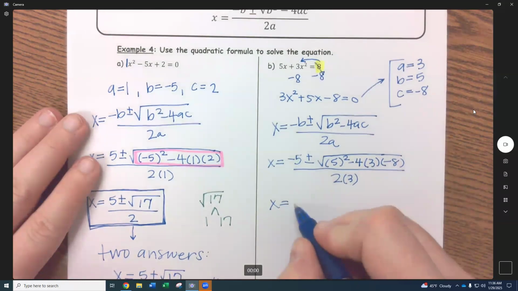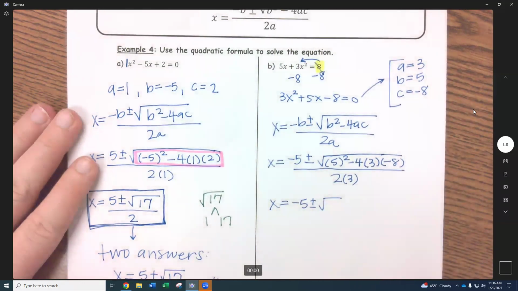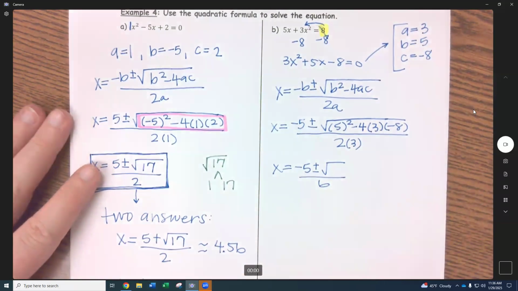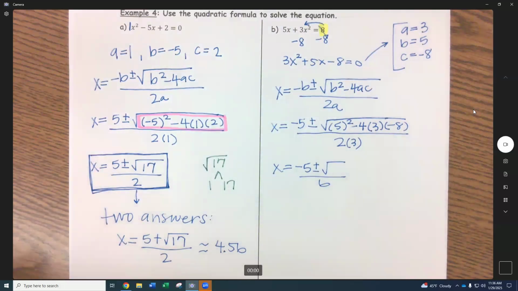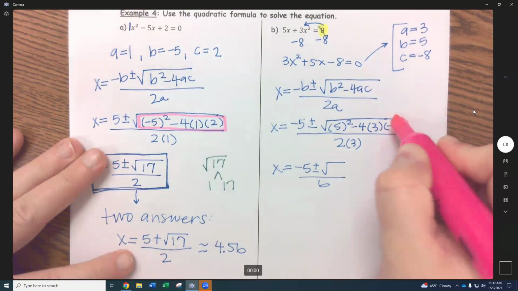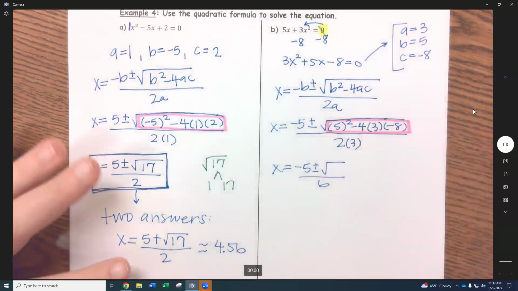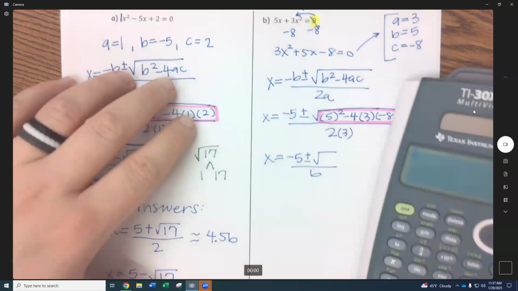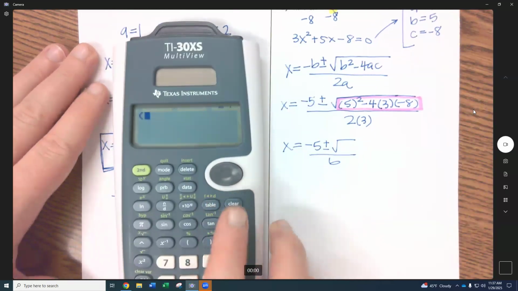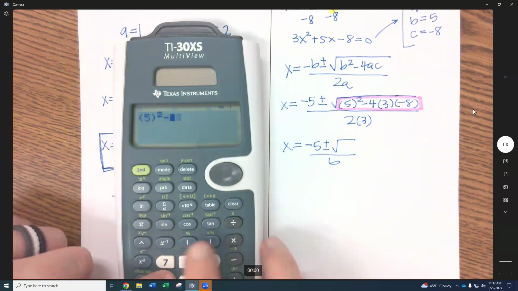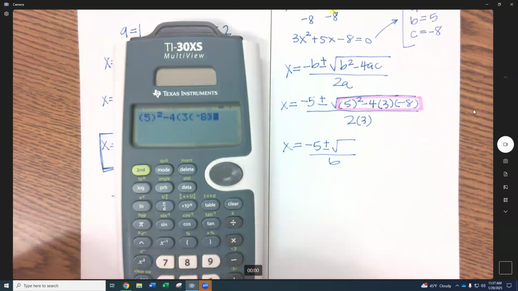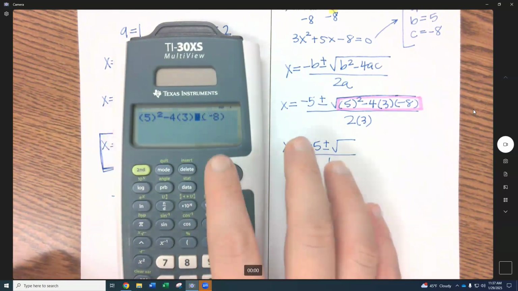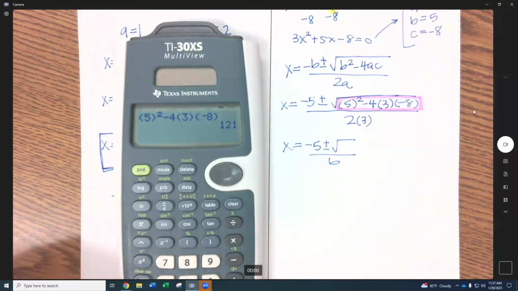Okay, so if I clean this up, we've got -5 plus or minus. We're going to figure out what goes under that radical, and 2 times 3 means this will be all over 6. So let's again put in our calculator, not including the radical, but what's under the radical, because I still have the radical down here. So using either calculator, it does not matter. Okay. Goodness gracious. There we go. 121.